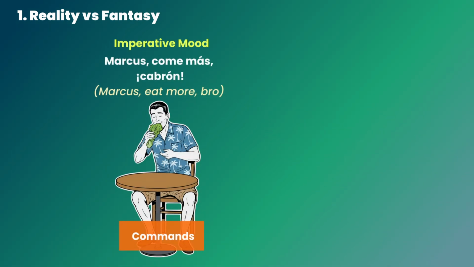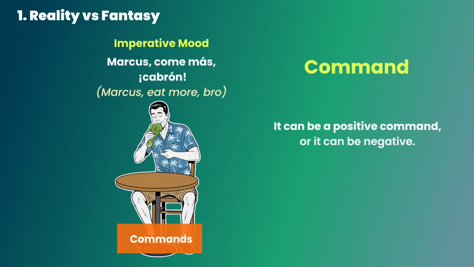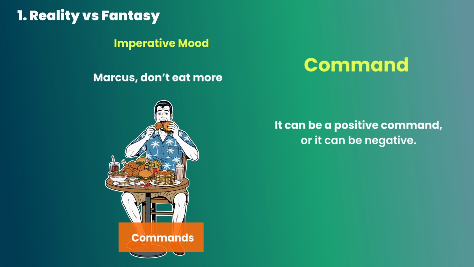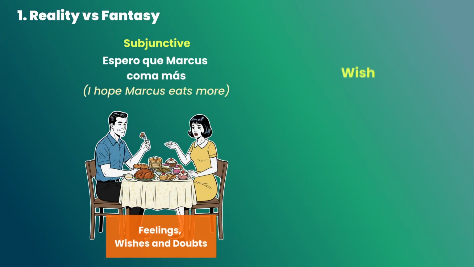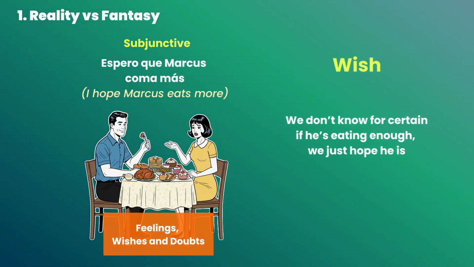In the second sentence, we give Marcos a command. It can be a positive command, such as Marcos, eat more. Or it can be negative, such as Marcos, don't eat more, or Marcos, stop eating, you filthy animal. In the last sentence, we express the wish that Marcos eats more. We do not know for certain if he's eating enough, we just hope he is.